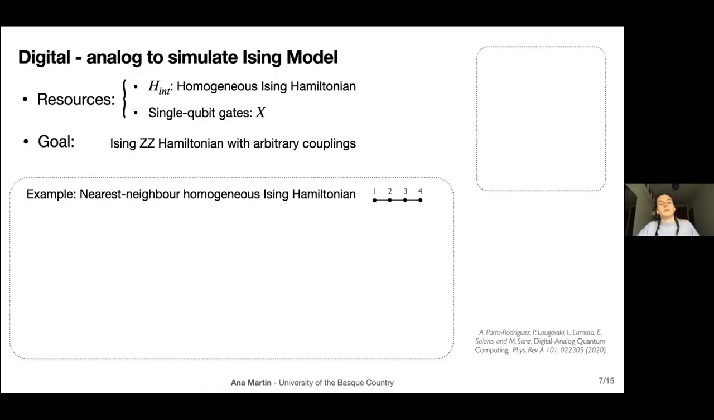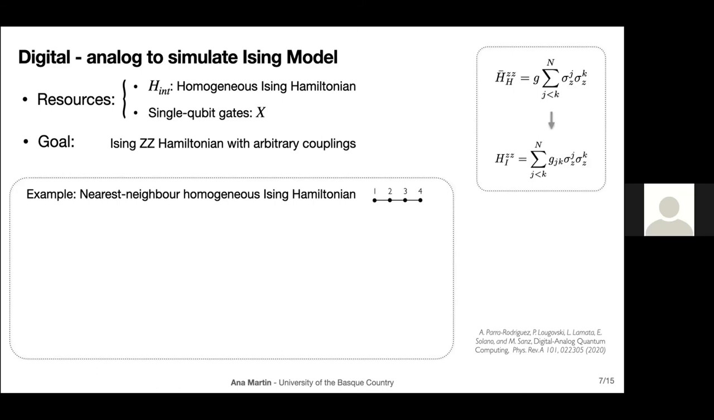So let's see how this might work. Let's use the digital analog paradigm to simulate an Ising model. As a resource, we will have the homogeneous Ising Hamiltonian, so an easy one, and the single qubit gates, which would be X rotations. And the final goal is to simulate an inhomogeneous Ising Hamiltonian. So we start with the homogeneous one, which would be the interaction Hamiltonian between the qubits of the quantum processor. And by applying digital analog, we will have this inhomogeneous Hamiltonian.